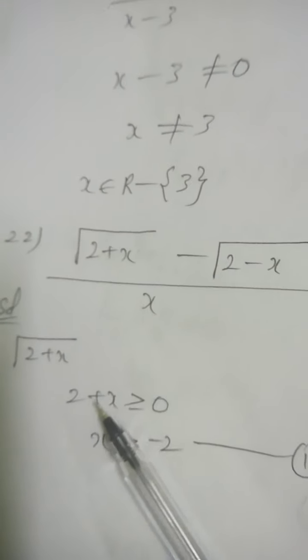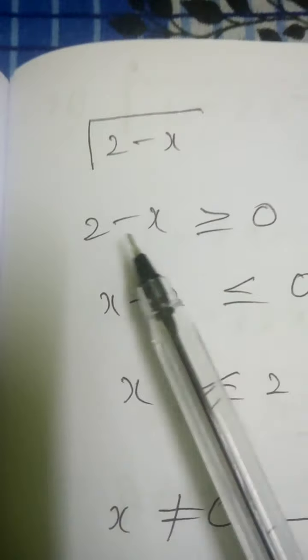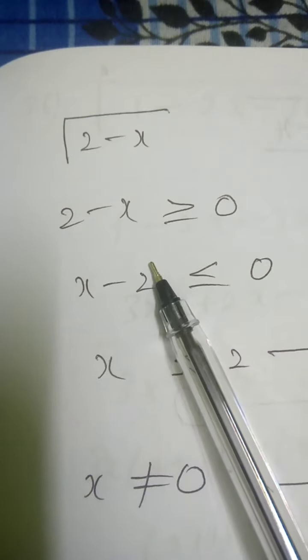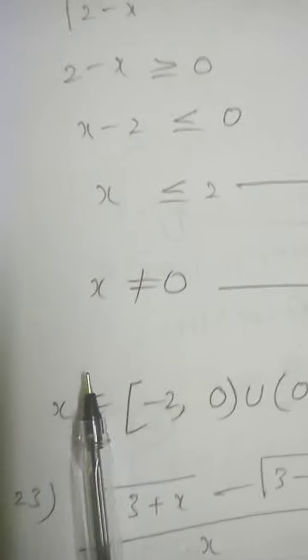2 plus x is greater than or equal to 0. So x is greater than or equal to minus 2. Take it as equation 1. Next is root 2 minus x. 2 minus x is greater than or equal to 0. Or if we make it x minus 2, it will become less than or equal to 0. x is less than or equal to 2. Take it as equation 2.